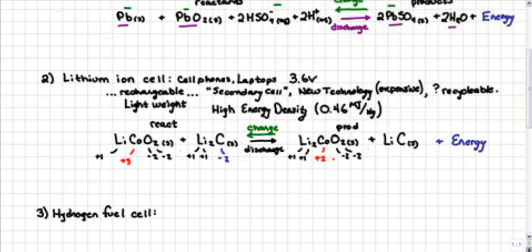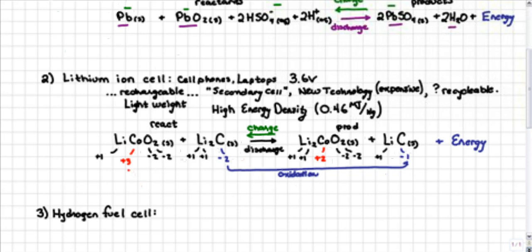And then the final product, the lithium carbide: this lithium hasn't changed at all. It's +1, but the carbon has in fact changed. It is now a -1. Based upon these oxidation numbers, we can say that the carbon has undergone a change in this process. It's gone from a -2 to a -1, and this process is oxidation. As the cell discharges, carbon is oxidized.